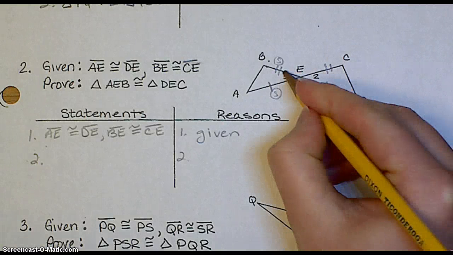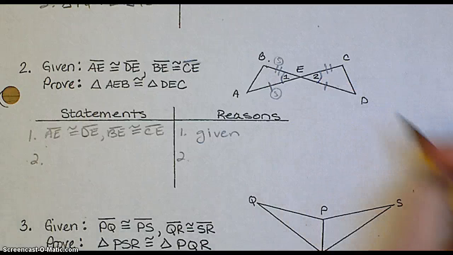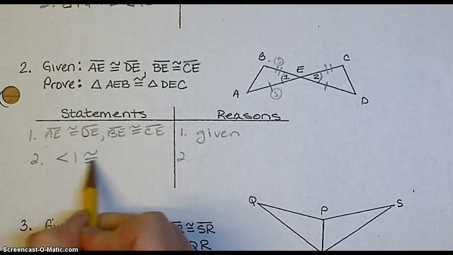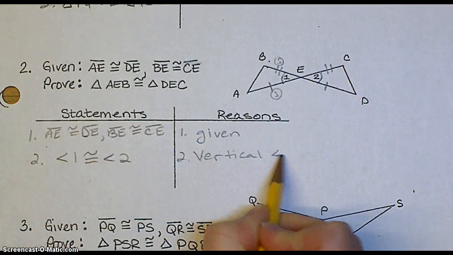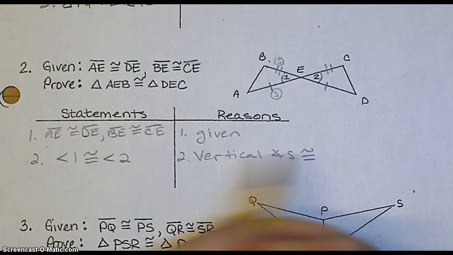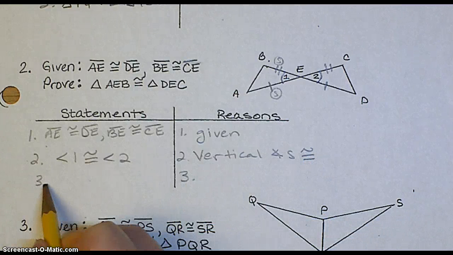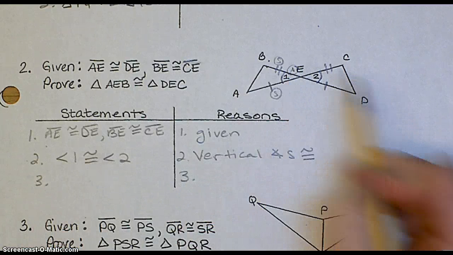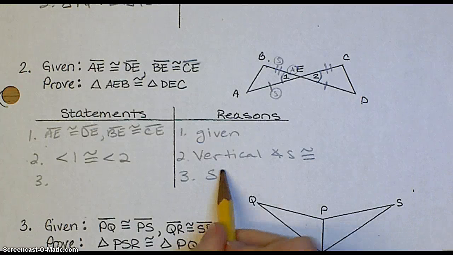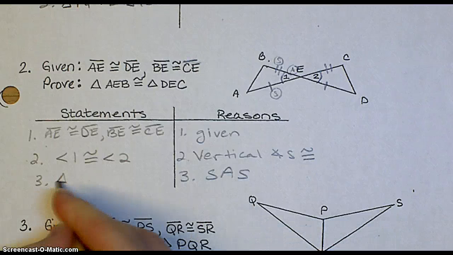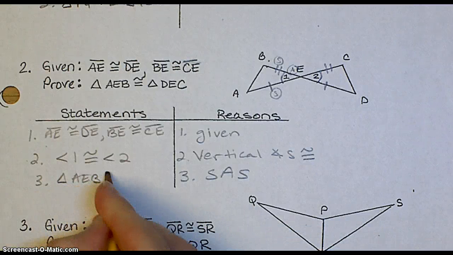Well, I see that angles 1 and angle 2 are vertical angles, so that must mean they are congruent. Now I have an angle in between 2 sides, so that would be SAS, and therefore my triangles are congruent.